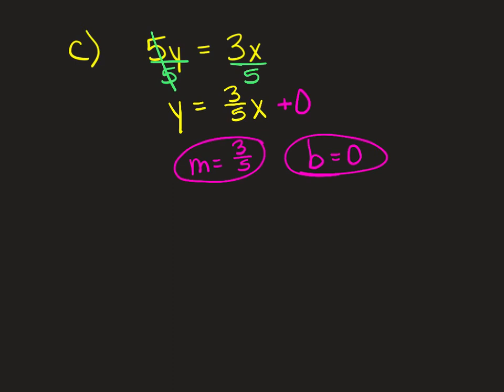So this would be a proportional equation. And our form, y equals 3/5 x, we could circle it as is, or if you would like, you can add the plus 0 at the end. It means the same thing.